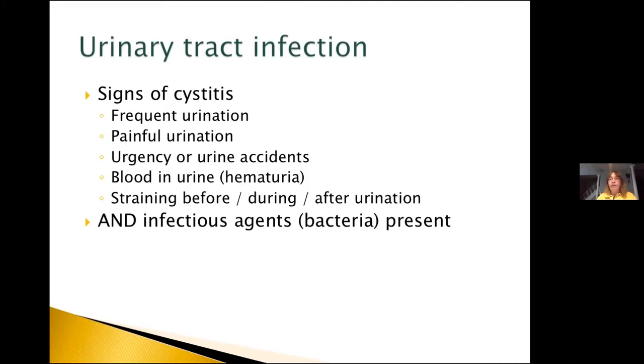and straining at some point during urination, maybe before, during, or even after, because if the urine is painful, some animals will sit there and just keep needing to go. Other animals will have trouble getting it started because the tract is inflamed. And so you don't just have signs of cystitis, but to have a urinary tract infection, you have to have infectious agents, which in the case of dogs and cats is usually bacteria. These things do apply to other animals like large animals, but in general, we're going to be talking about dogs and cats.